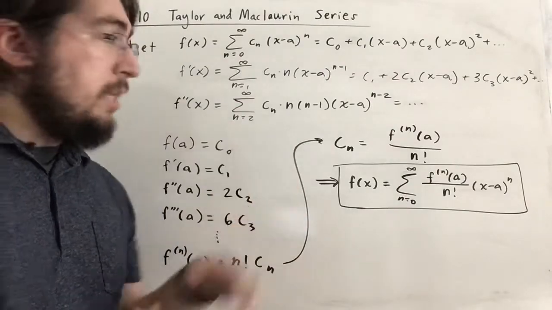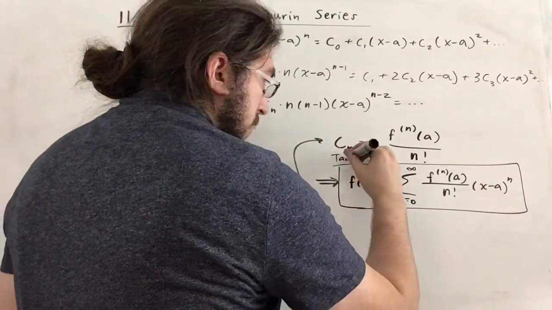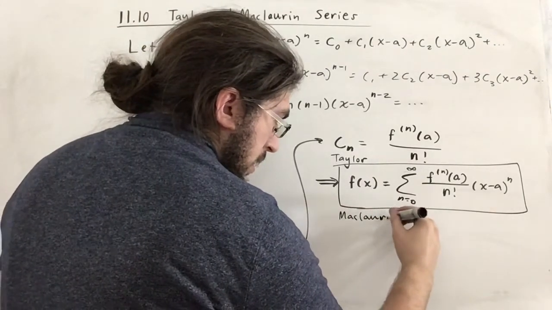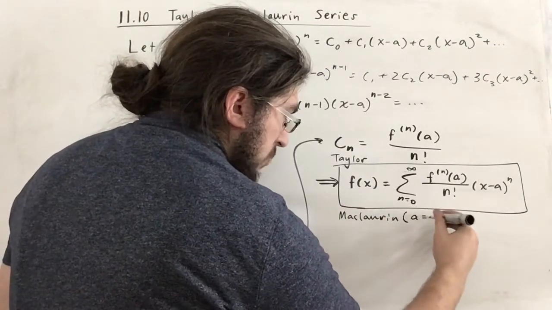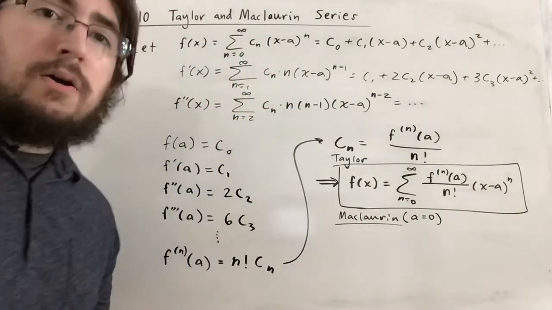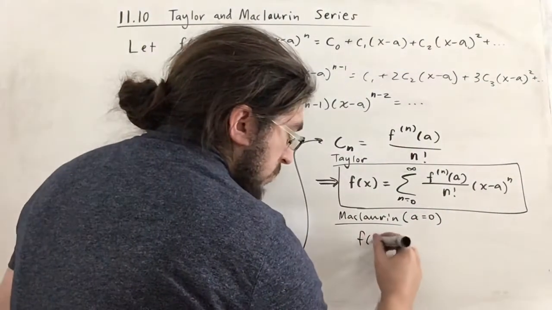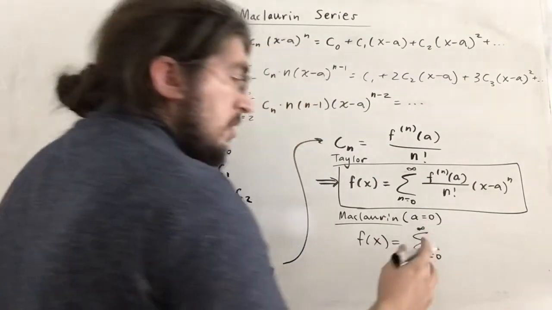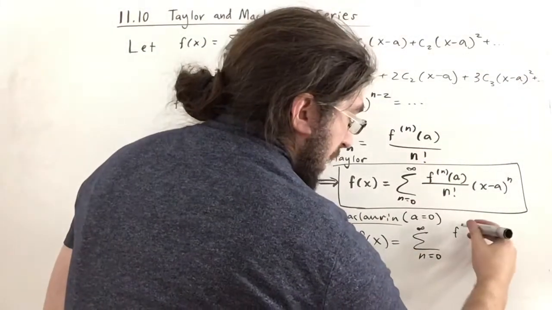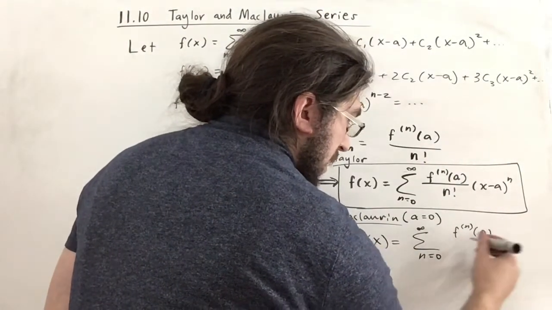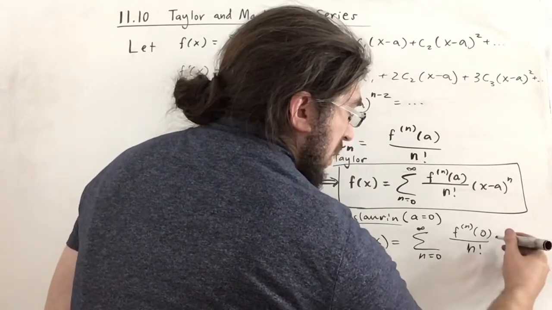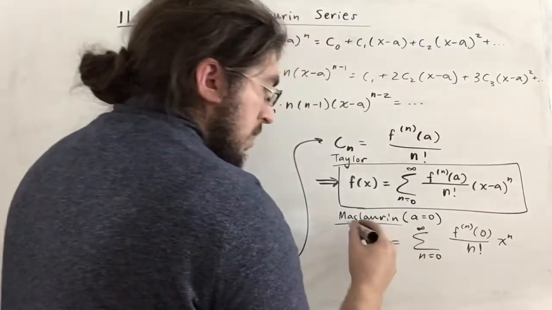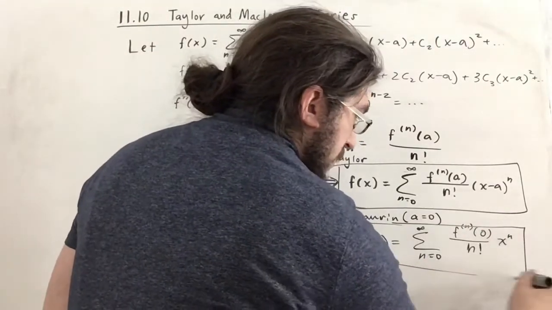Oh, by the way, Taylor series is this. So this is Taylor series. Maclaurin series is just a special case when a is equal to 0. So when you're centered about 0, then the Maclaurin series representation of a function is f of x equals the sum from n equals 0 to infinity of, notice when a is 0, you just get the nth derivative of f evaluated at 0 over n factorial times x minus 0, so just x to the n. So that's all Maclaurin series is.